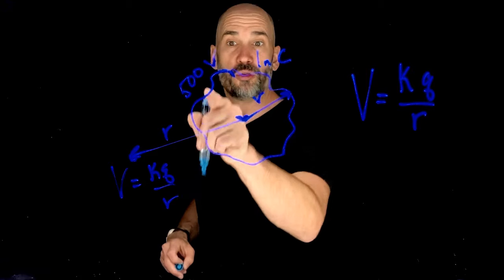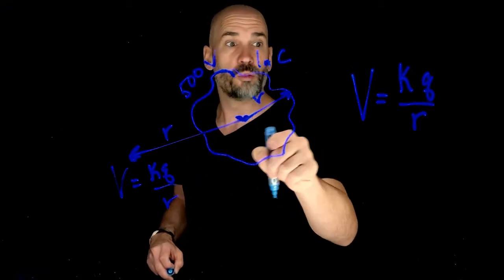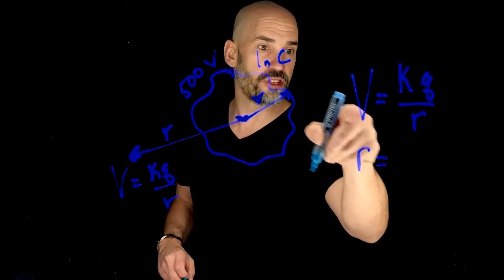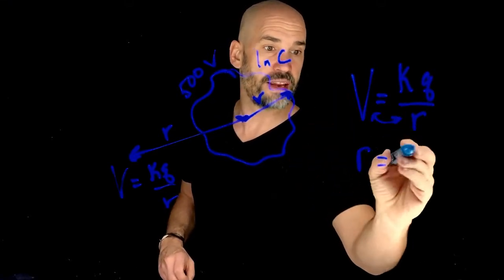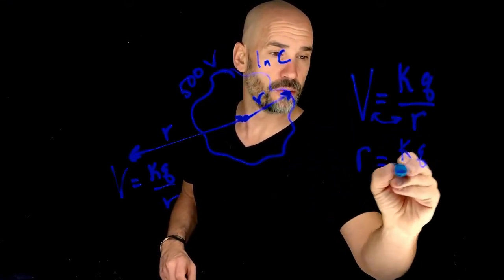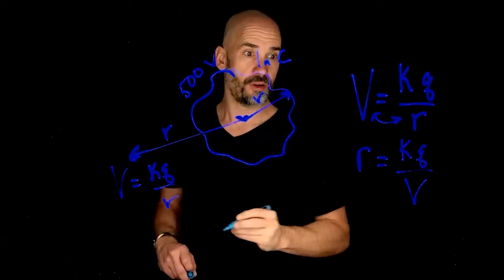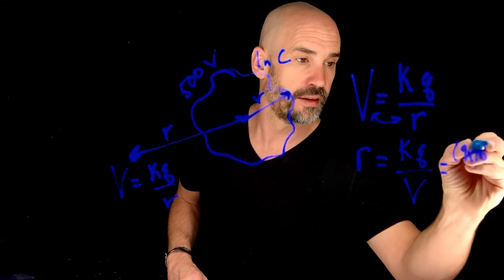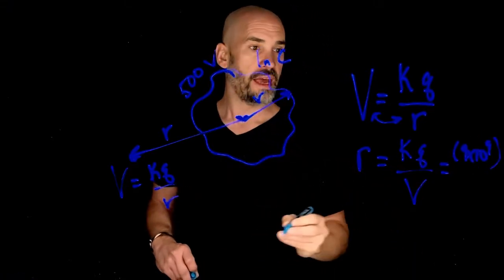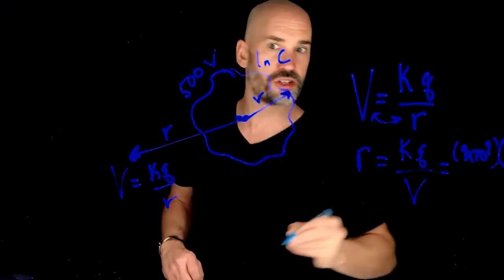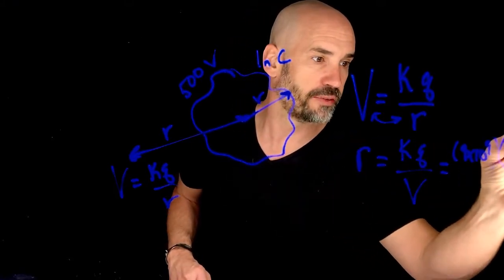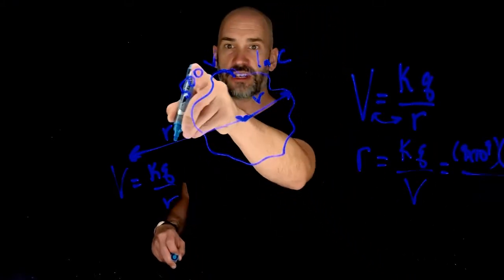But we don't want voltage. We already know the voltage at the surface, right? What we really want is the radius, right? And so that means if we just do a little switcheroo here, the radius is going to be KQ over V, right? If I put this in, my K, I know that is 9 times 10 to the 9, okay? And my charge is 1 nanocoulomb, so that's 10 to the minus 9 coulombs. And the voltage is 500 volts.